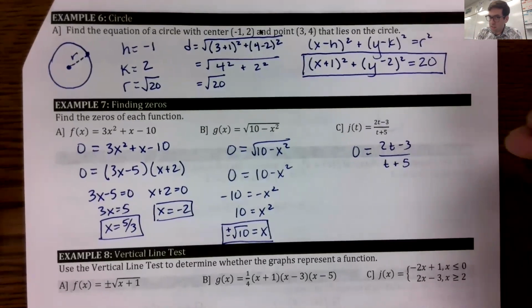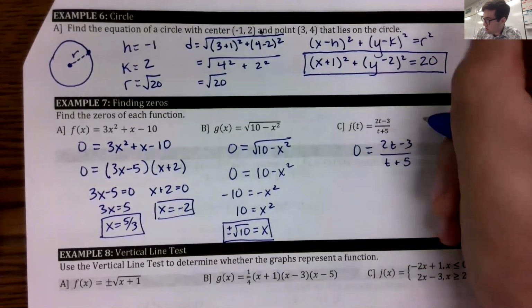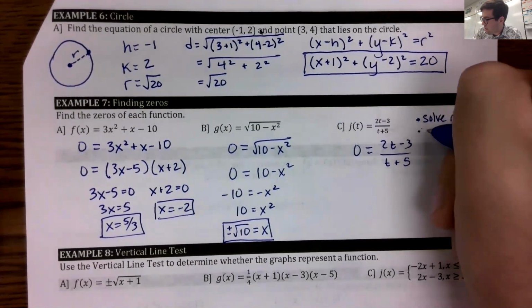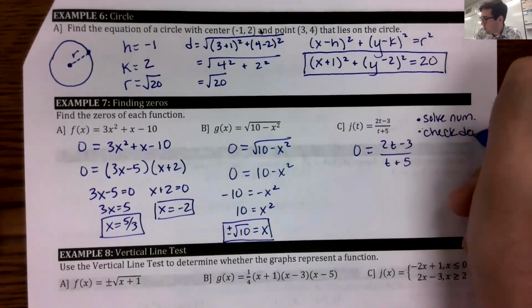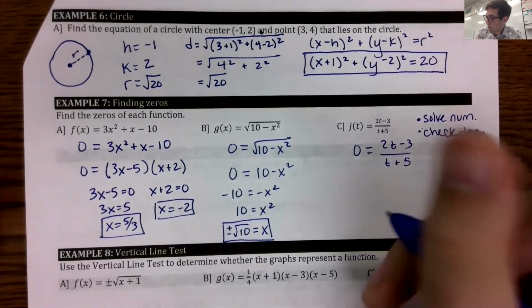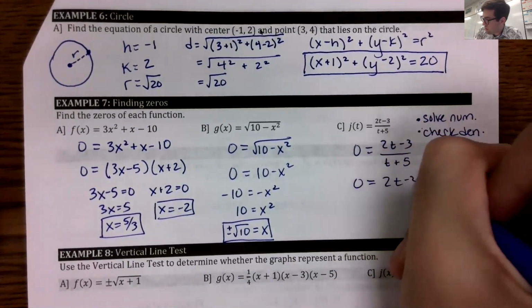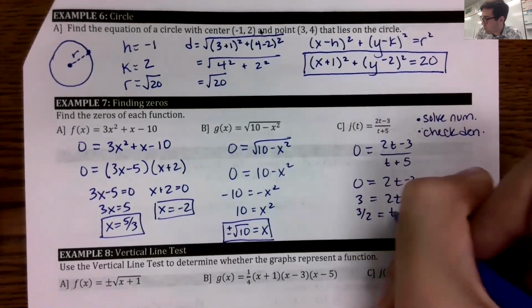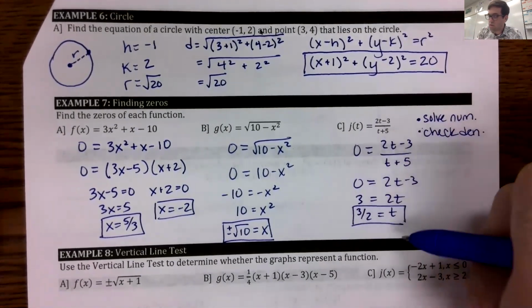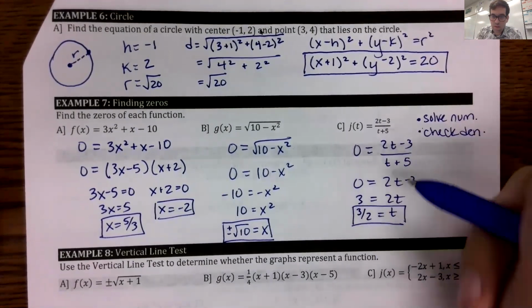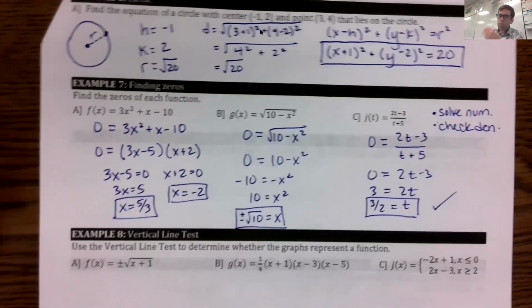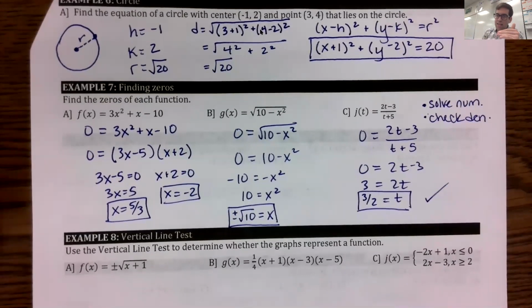So what we need to do is just solve the numerator and then check the denominator. And that's what we're going to do right now. So we're going to do 0 equals 2t minus 3, add 3, divide by 2. So we get 3/2 equals t. And we need to check, does 3/2 make the denominator equal 0? 3/2 plus 5 is definitely not 0, so it works. All right? If we had 0 in the numerator and the denominator, that wouldn't be an answer.